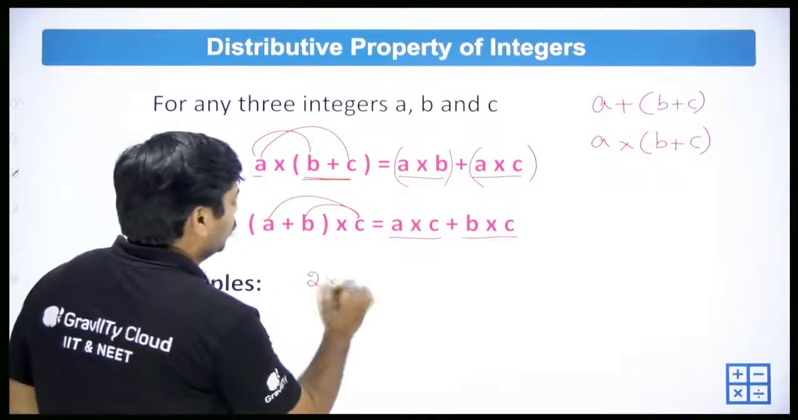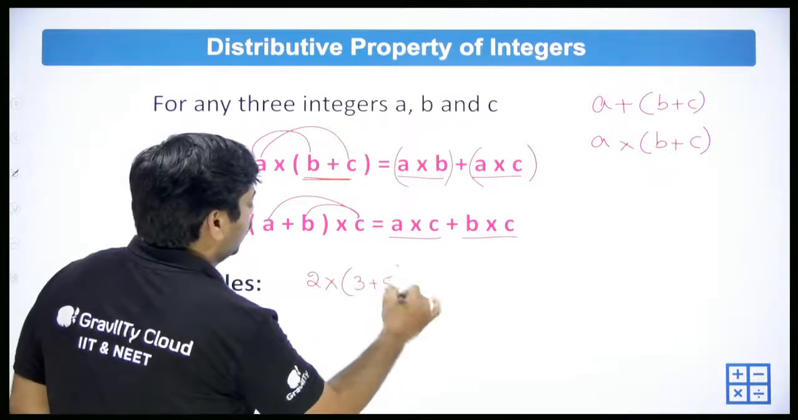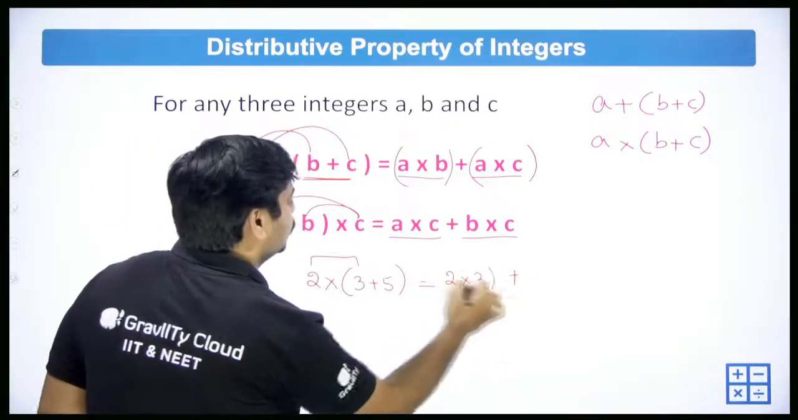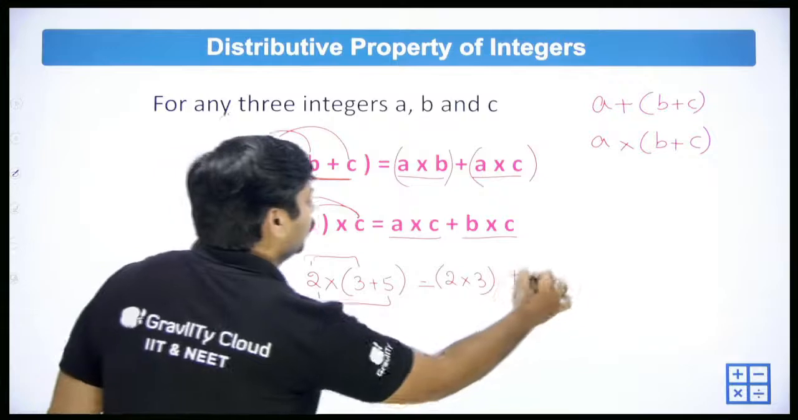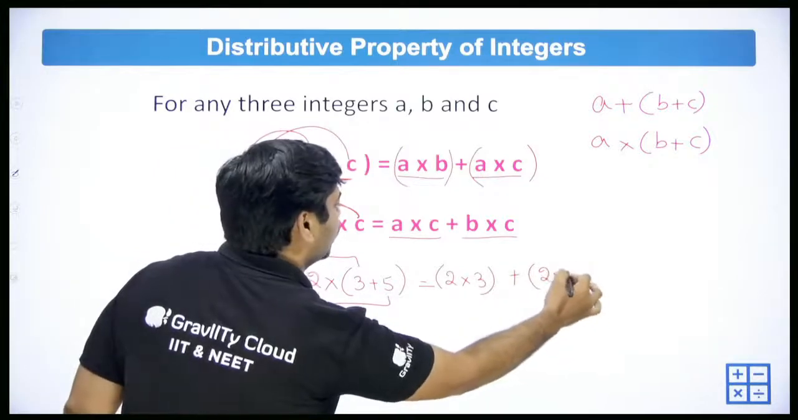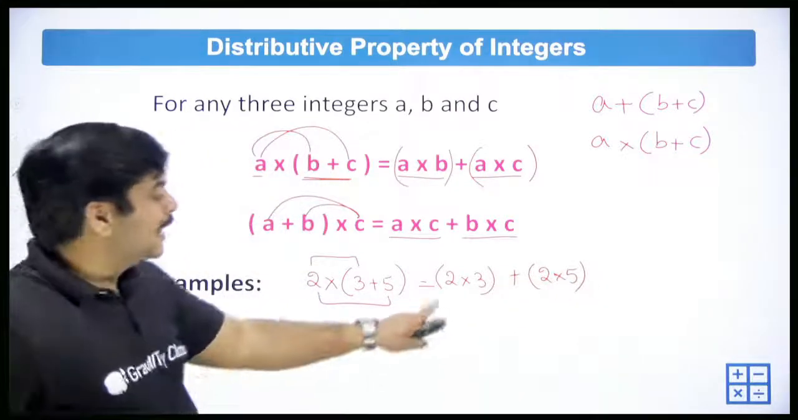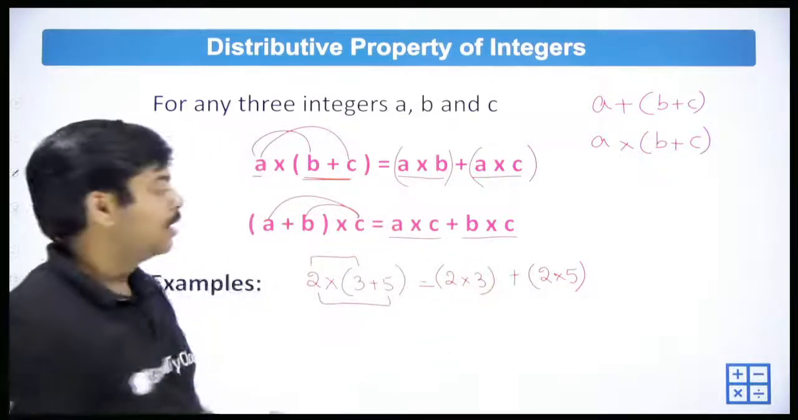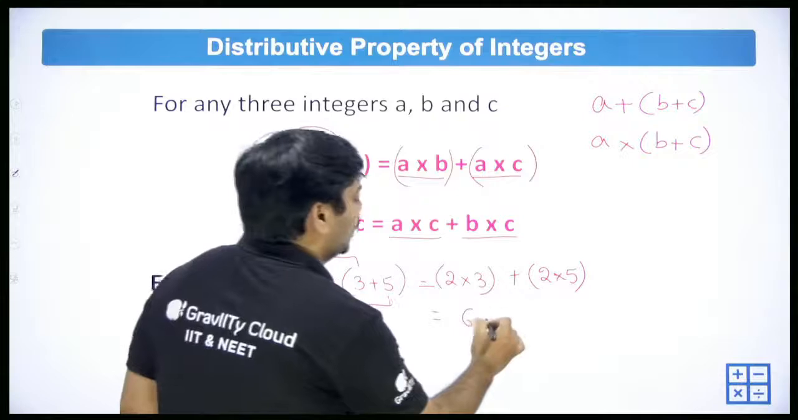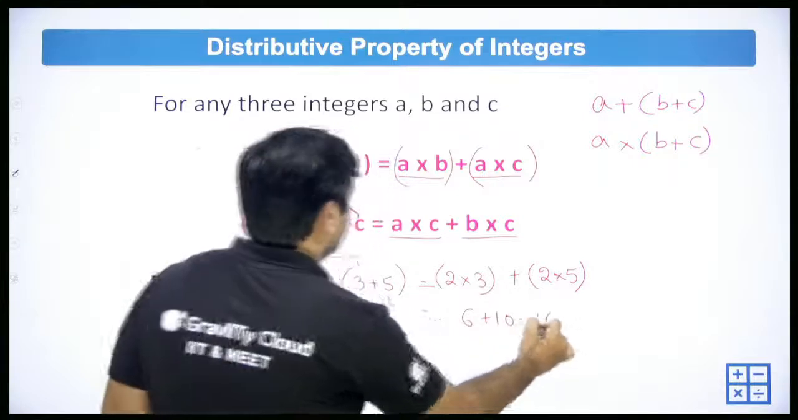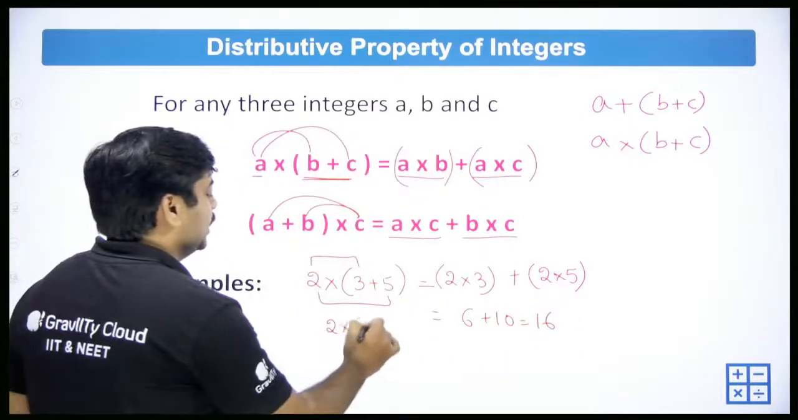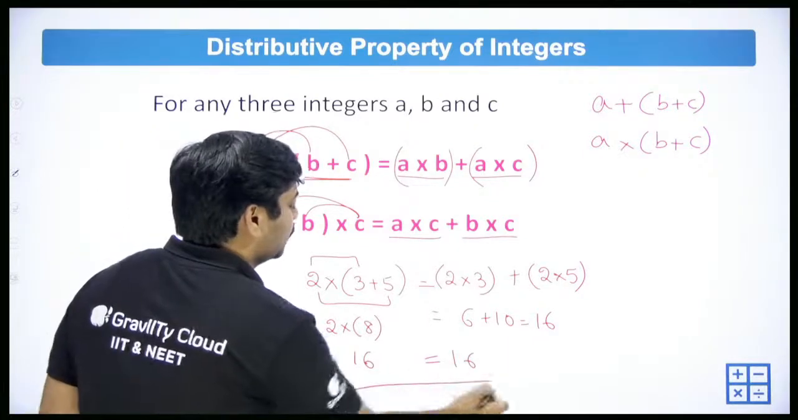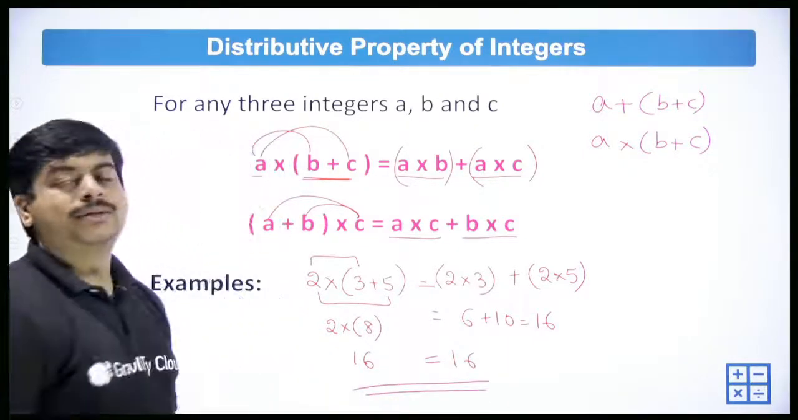If you have 2 into 3 plus 5, that will be equal to 2 into 3 plus 2 into 5. Don't again use addition or plus symbol in between them. It is the multiplication. So 3 2s are 6 plus 5 2s are 10. That will give you 16. Now 2 into 5 plus 3 is 8, 8 2s are 16. So 16 and 16, these two will be equal.